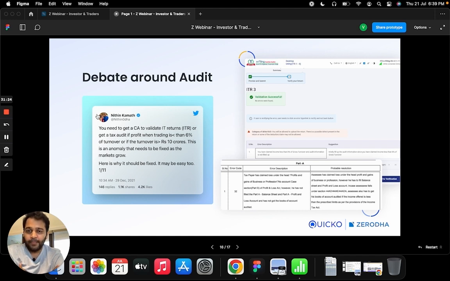books of accounts. Now there was a lot of feedback on this particular tweet, and a lot of people said that both Nitin and Quicko are loosely prescribing tax audit guidelines. And we wrote a really beautiful blog back then. Sakshi, who is a senior chartered accountant at Quicko, wrote this blog.